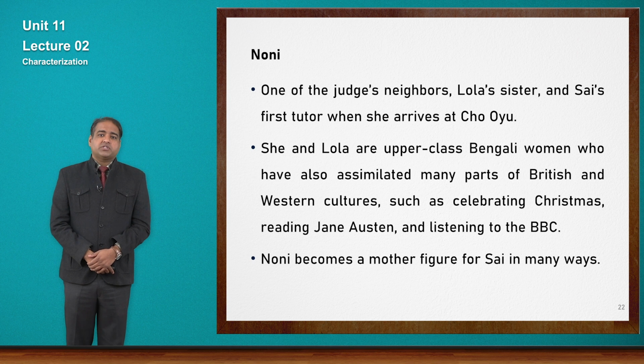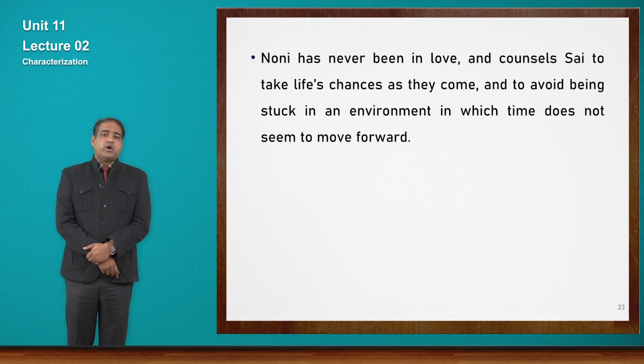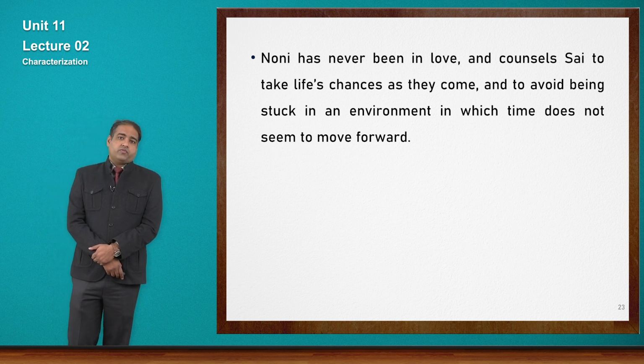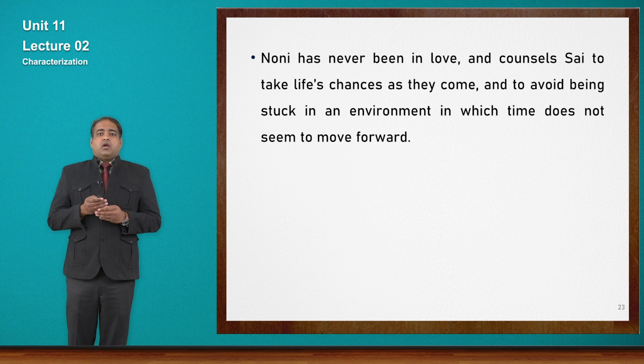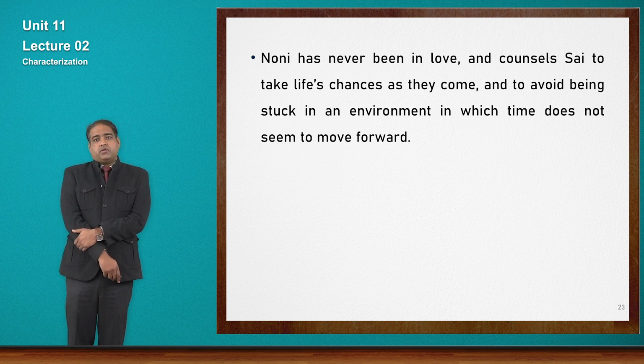Noni becomes a mother figure for Sai in many ways. Noni was the first tutor, so there was an association between Noni and Sai. Noni has never been in love and counsels Sai to take life's chances as they come and to avoid being stuck in an environment in which time does not seem to move forward. So we can see that Noni has never been in love. She counsels Sai about her life, and thus she wants Sai to move forward in her life.